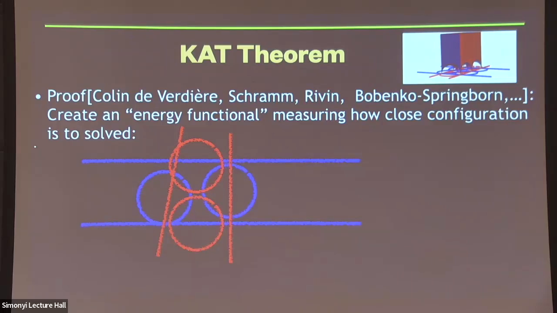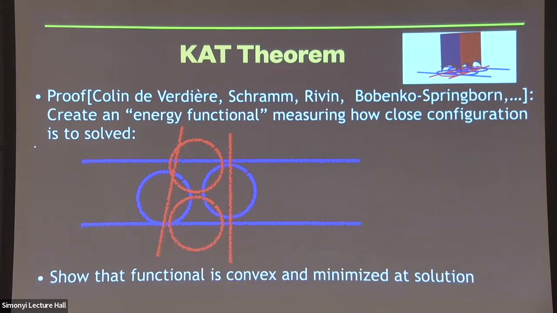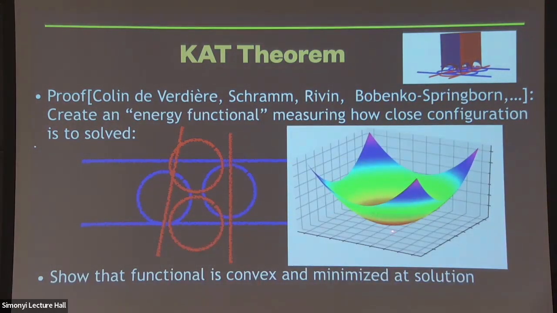There are proofs that I really like, starting with work of Colin de Verdière, Schramm, Rivin, and Bobenko-Springborn, where the idea is to realize this problem as an energy minimization problem. So you have to very cleverly cook up an energy functional. First you just guess where the centers are and where the radii are, completely at random, and ask how close we are to having a configuration that has snapped into place. Then you prove this energy functional is convex, and that at its minimum it realizes a solution to the problem. So then what you do is gradient descent.